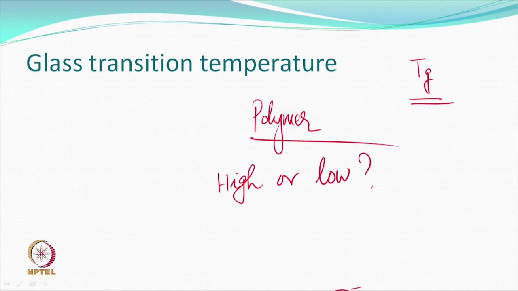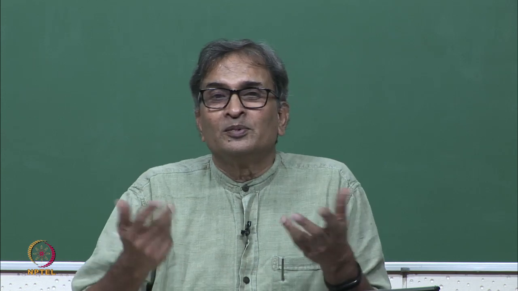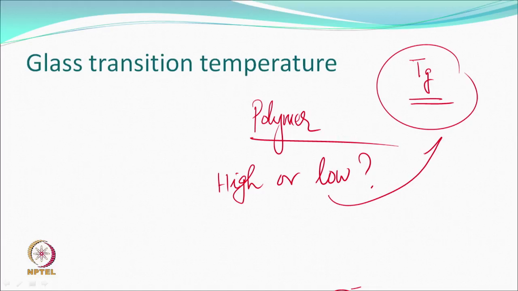Yeah, it should be low. Why should you lose your flexibility? You may not like to wear a raincoat which is like a sheet. You will want the raincoat also to drape on your body the way any other textile would do, and that would mean that you definitely want materials with a low glass transition temperature.